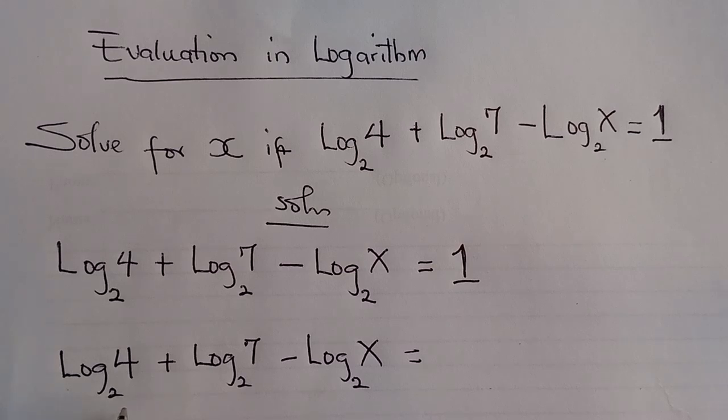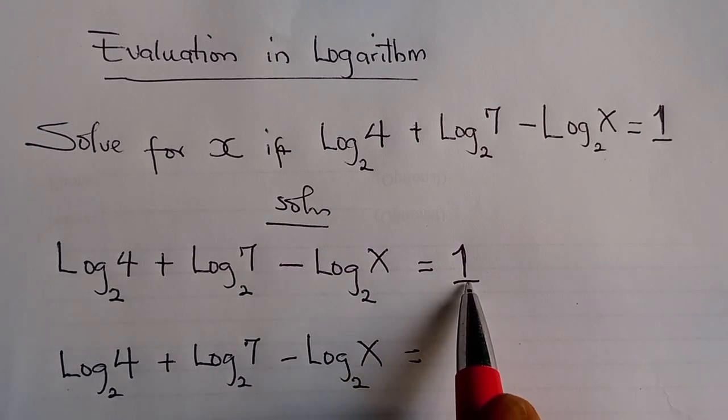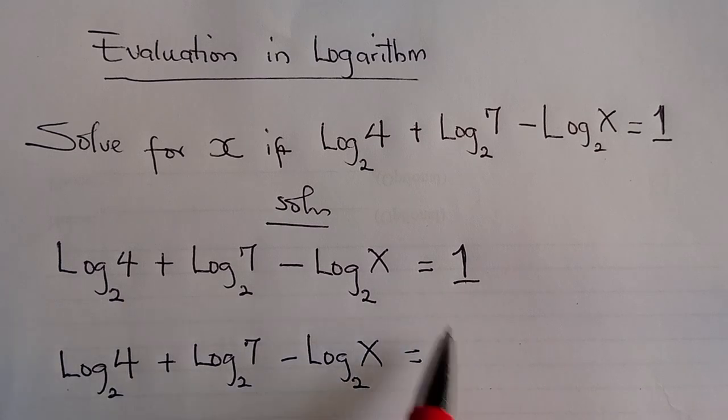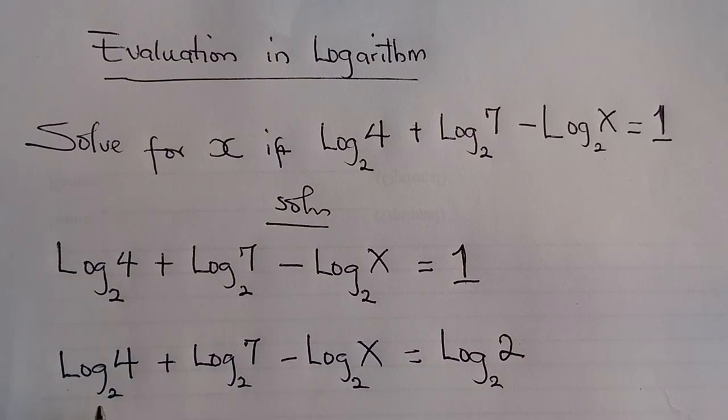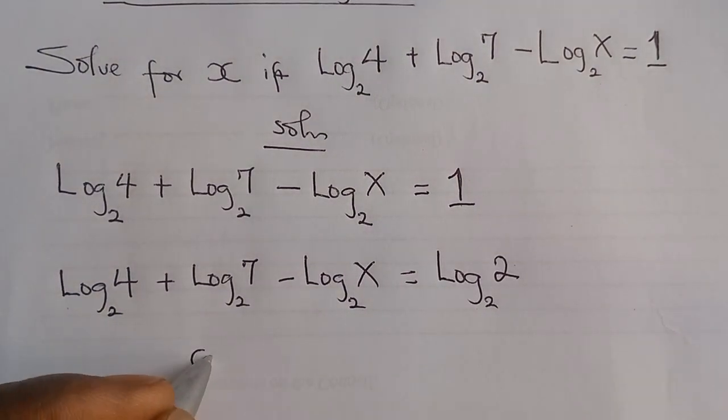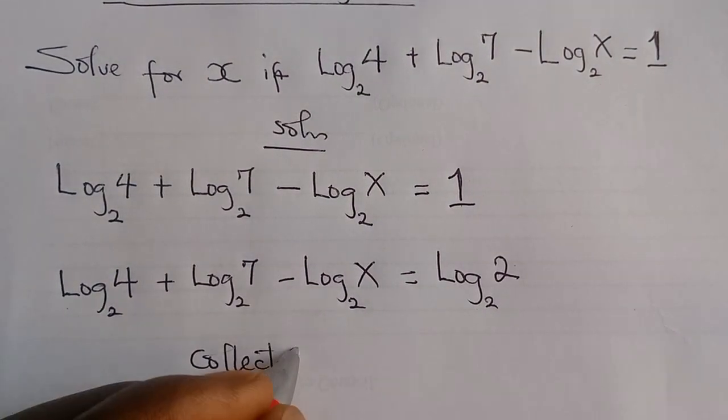Now, since all of these logs are in base 2, we are going to express 1 as a log to base 2, and that will be equal to log 2 to base 2. Since all that we have there is in base 2, expressing 1 in terms of log will be log 2 to base 2, because log 2 to base 2 will also give us this 1. So at this point, we are going to collect like terms.